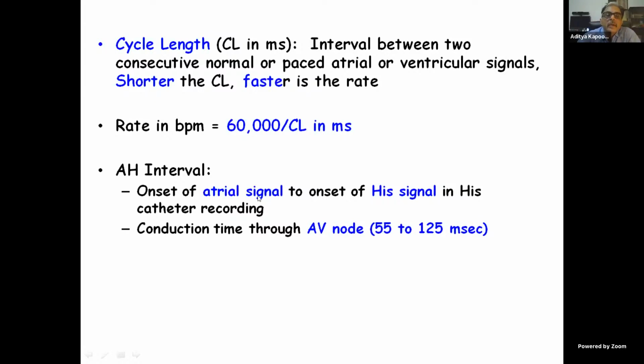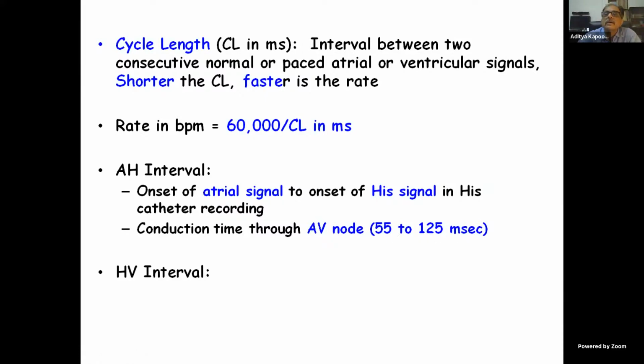So the AH interval you measure from the onset of the atrial signal, as you said, to the onset of the His signal in the His bundle catheter recording, right? Yes, sir. And it reflects the conduction time through the AV node. And this is the normal value.